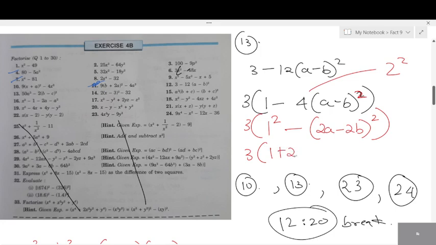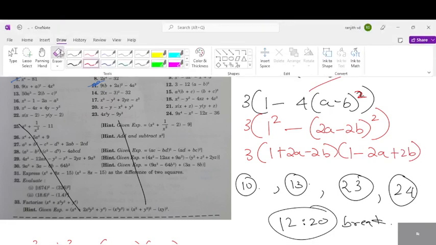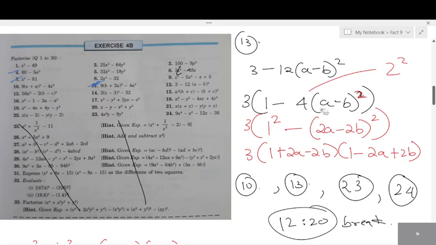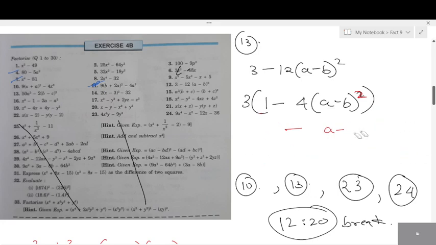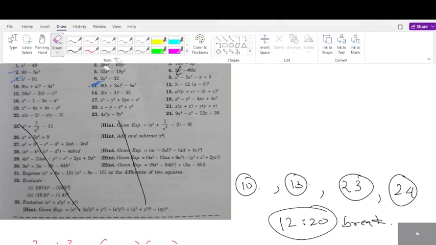1 plus 2a minus 2b into 1 minus 2a. When you open the bracket, you should get minus into minuses plus 2b. This is how you solve it. Okay, let me solve the 14th one. This is, sorry, this is the 12th, 13th one. 12 and 13 are the same.